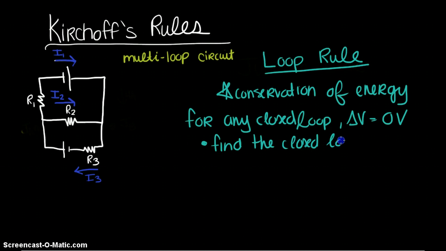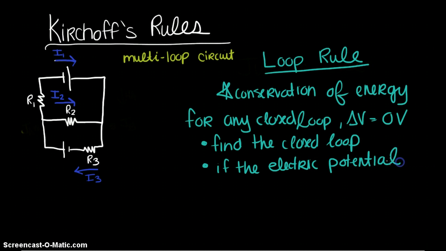Okay, once I do that, the next step for me is to find any resistors or batteries, any circuit elements that can change the electric potential. So for example, I like to follow the same direction as the current because I know that if the electric potential decreases, like it would across a resistor or a light bulb, I know that when it comes to the loop rule, I will subtract.